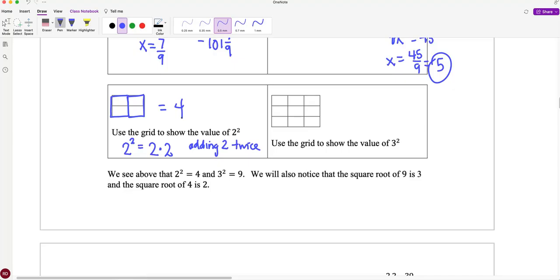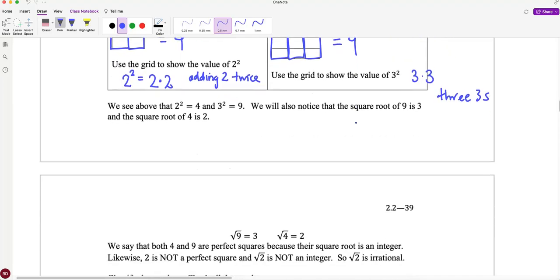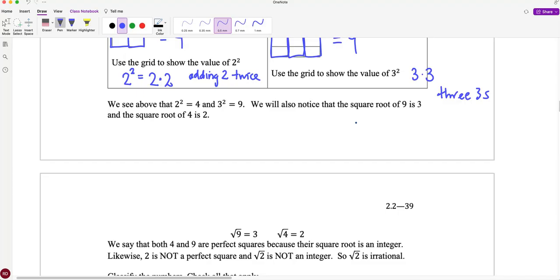If you look at the value of 3 squared, that's 3 times 3. Okay. So what this means is you're multiplying. You're going to have 3 3's. Okay. So this is 3, 3, and 3. Okay. So this is going to be 9. So 2 squared is 4. 3 squared is 9. Okay. So this is what I get when I square things.